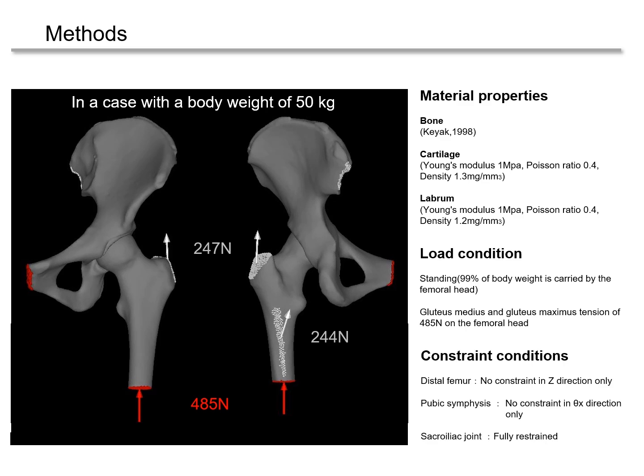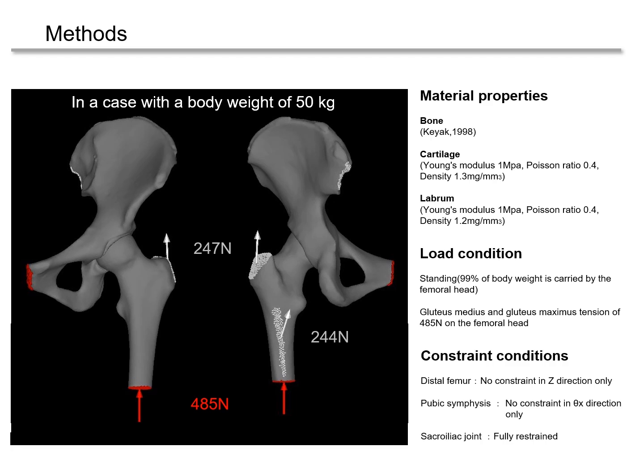Loads and constraints in finite element analysis. The material properties were as follows. Bone was Kiak, cartilage was Young's modulus 1 megapascal, Poisson's ratio 0.4, density 1.3 mg per cubic millimeter. And labrum was Young's modulus 1 megapascal, Poisson's ratio 0.4, density 1.2 mg per cubic millimeter.